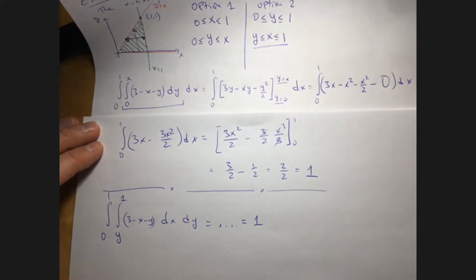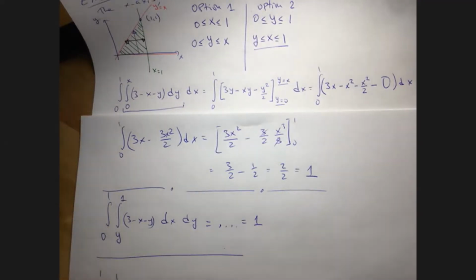But be careful. What is the only thing that you cannot do? You cannot leave y as the outer integral. You cannot, for example, write it like this: y to 1, 0 to 1, 3 minus x minus y, dy dx. This is not admissible.